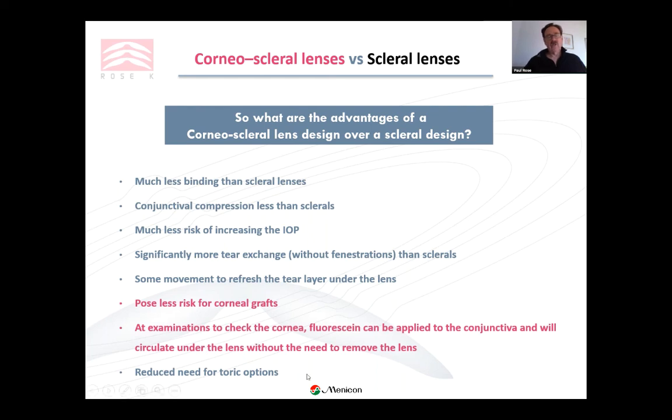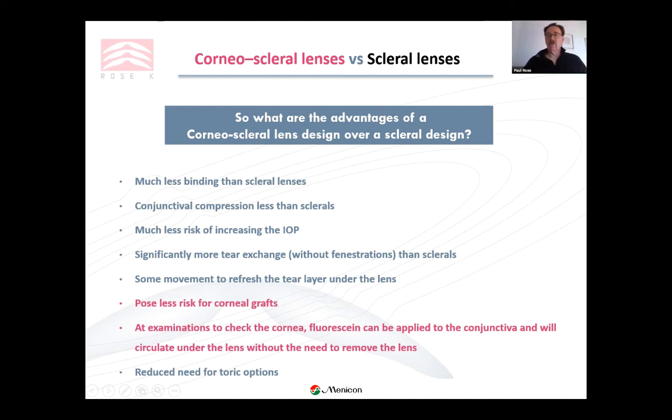Also, at examinations, when a patient comes back and you want to check the cornea, with a scleral lens you actually have to remove the lens to be able to stain the cornea. With a corneal scleral lens, you simply put the fluorescein on the conjunctiva, a couple of blinks, a little bit of manipulation, and you should see fluorescein enter underneath the lens. So you don't need to take the lens out, which is a big advantage.